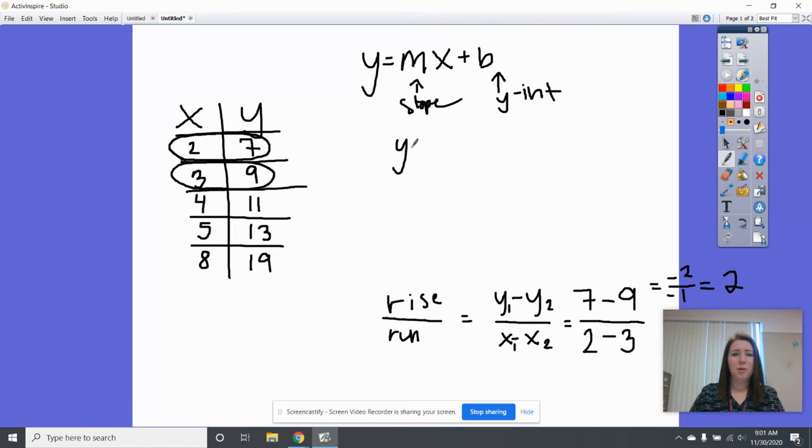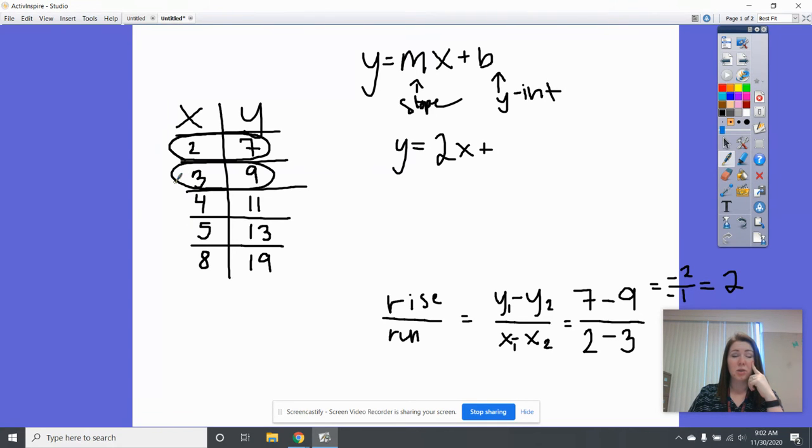So now I know that my slope is 2 times x, plus I need to do my y-intercept. The y-intercept is the number when x is 0. Well, this table does not show me x is 0. If it showed me x is 0, all I would do is write down the number that went along with x, but it doesn't show that to me. So we need to actually figure it out.